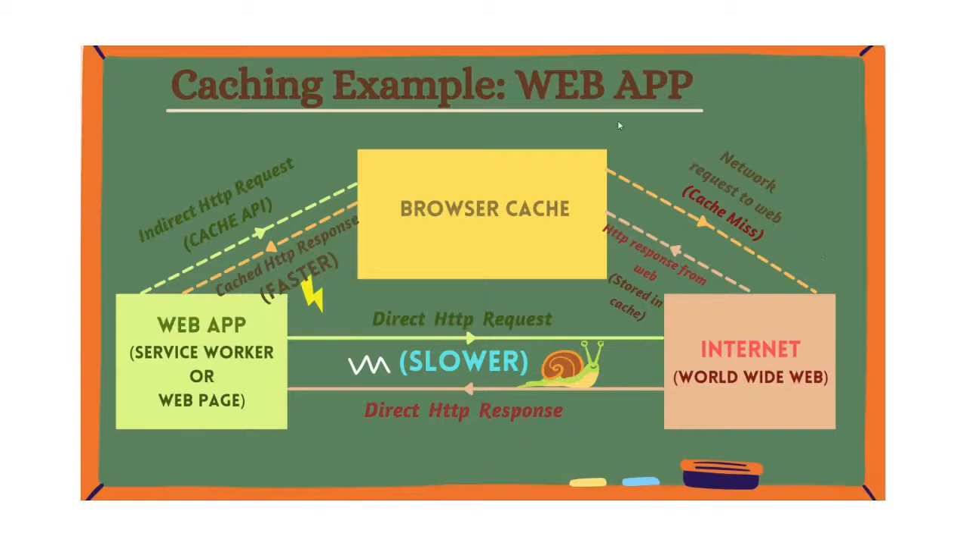Next is the web app itself, which is the relevant context for this series. The entity here would be the web app, the service worker or the web page. Whenever they need some resource, say a CSS file or an image, they would have to make a direct HTTP request over the network to the internet. As you know, the internet is a network of networks. So depending on where the server is, it would have to make multiple hops, and it can be time consuming to get back the response.